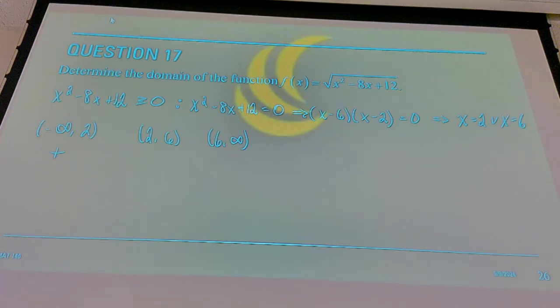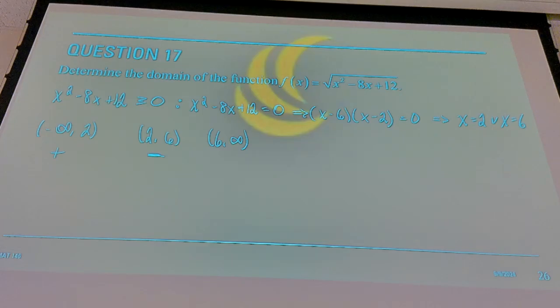2 to 6 has 4. Let me pick 4. Plug 4 back into the expression. 4 minus 6 is negative. 4 minus 2 is positive. What's negative times positive? And then 6 to infinity, 10 would work. You're going to get a positive, right?